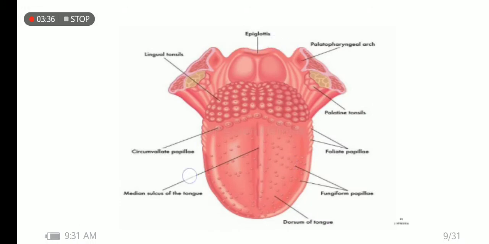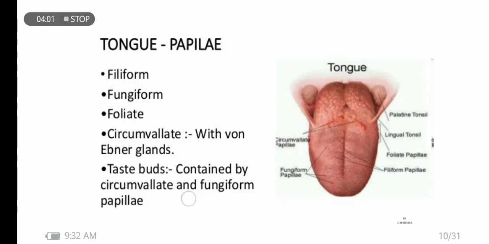Here the epiglottis is present. These are the palatine tonsils. Foliate papillae are present. I will teach you the different types of papillae in the next slides. Fungiform papillae, dorsum of the tongue, median sulcus of the tongue, circumvallate papillae, lingual tonsils, tongue papillae. How many types of papillae are present on the tongue? Filiform, fungiform, foliate, and circumvallate papillae, with von Ebner glands. Taste buds are contained by circumvallate and fungiform papillae.